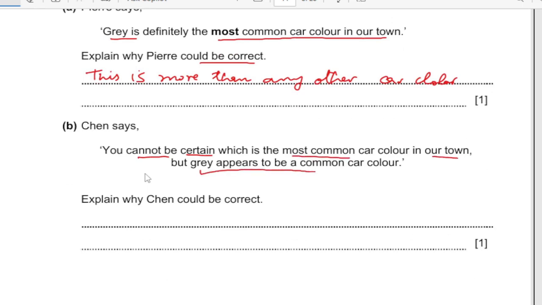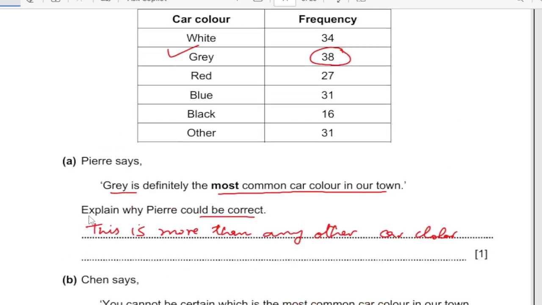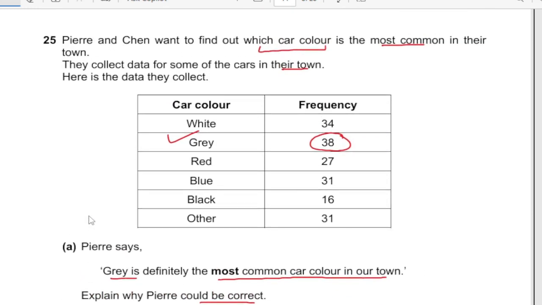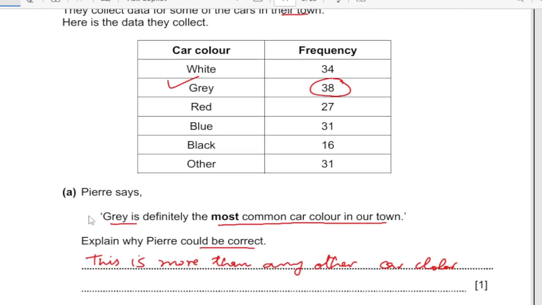Now next one, Chen says you cannot be certain which is the most common car color in our town, but gray appears to be a common car color. Explain why he could be correct. So he can be correct because we don't know what kind of data or how many cars he has observed, and what the number of data collected is. So it can be different if we collect more information. If we collect a large amount of data, this can change, right?